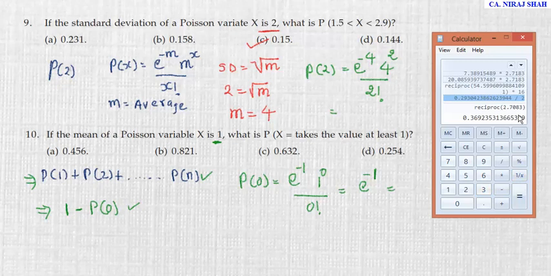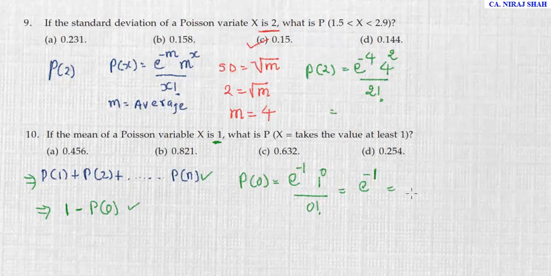It is 0.3692. I made a mistake. It is 2.7183, not 2.7083. Let me do it again. 2.7183, divide equal to, reciprocal. So the value is 0.3678. Let me just deduct it from 1. 1 minus 0.3678 is nothing but roughly 0.632. So our answer is C here.